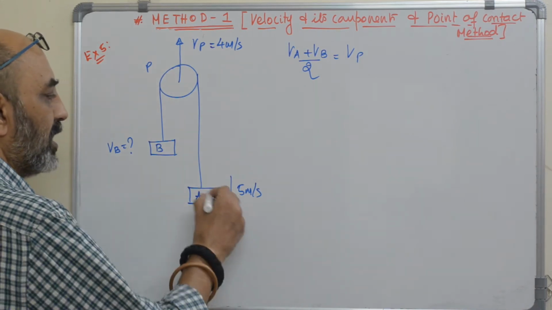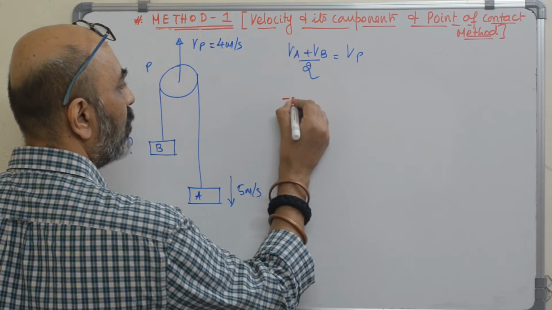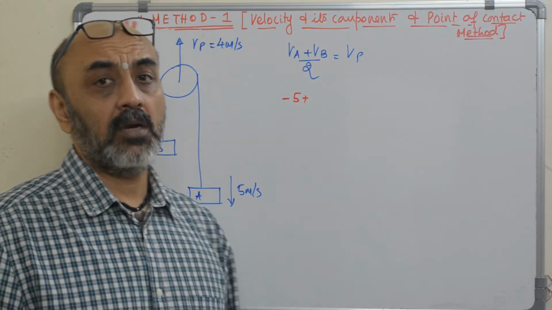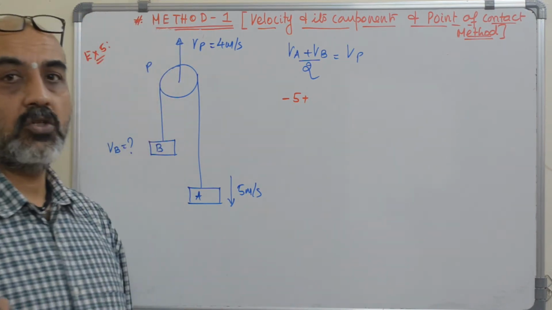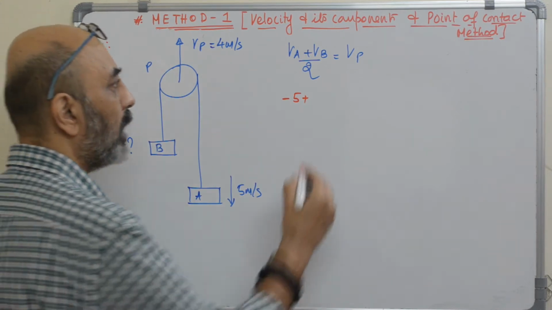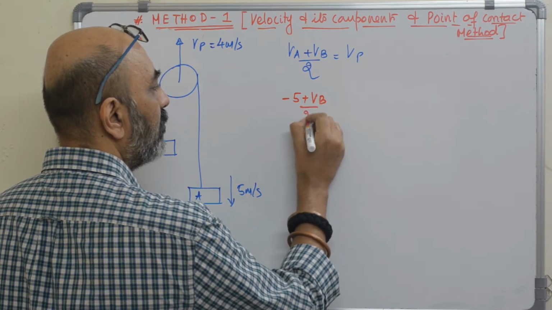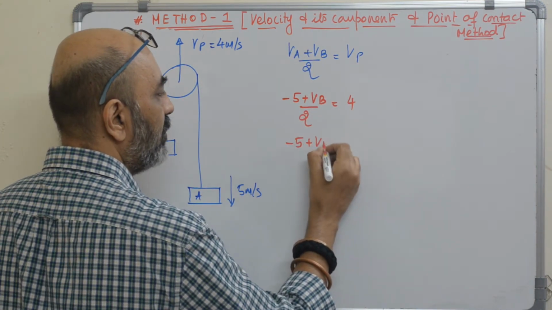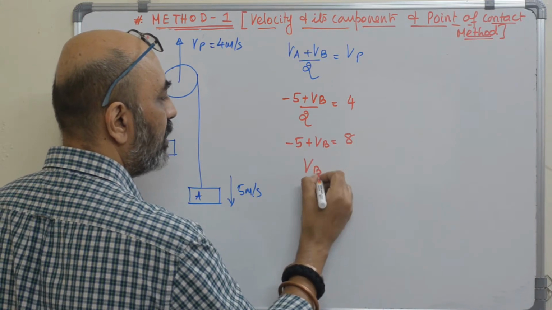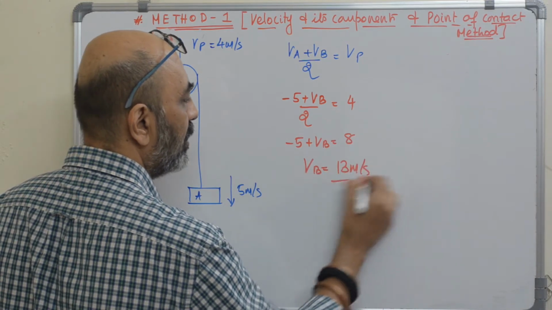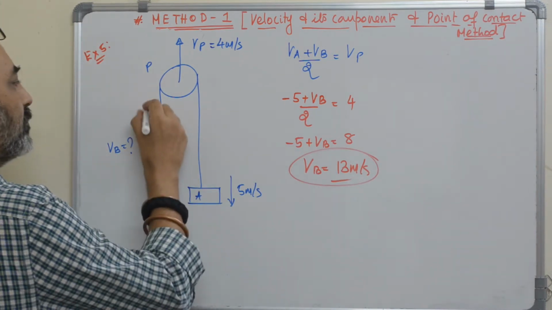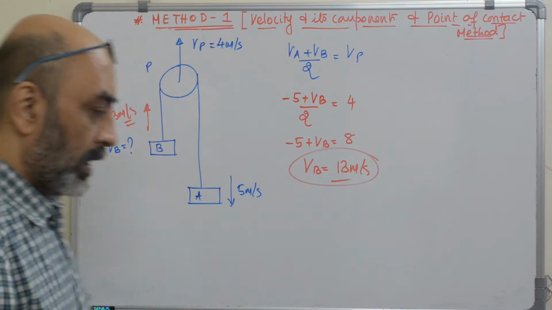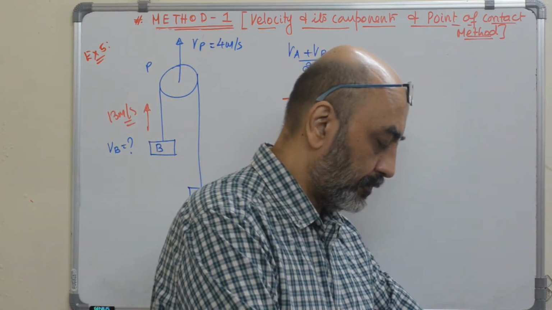So we have A going down, so VA is negative. So what do I write in place of VA? -5 plus VB, write VB, there is no need to write plus or minus, we will see when the answer comes. If positive, it is going up; if negative, it is going down. So we have VB by 2, and VP is what? 4. So we have -5 plus VB as 8, so we have VB as 13 meter per second. Positive came, meaning it is going up with a speed of 13 meter per second. Okay, that is done.